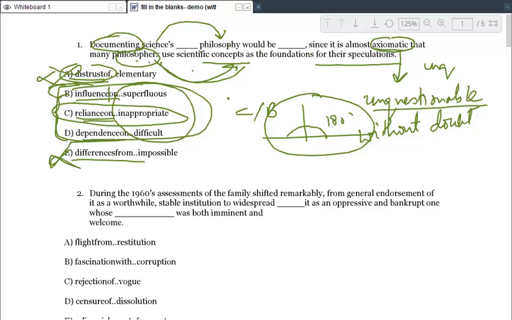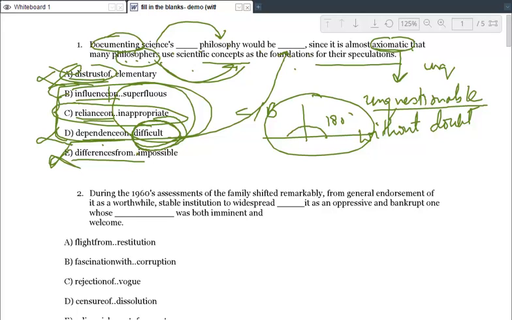Now, people, have a look at this. If it is unquestionable that many philosophers use scientific concepts, then how can the documentation of science's dependence on philosophy be difficult? How would you fill this blank? Can I eliminate option D, people? Yes or no? We can eliminate, right?